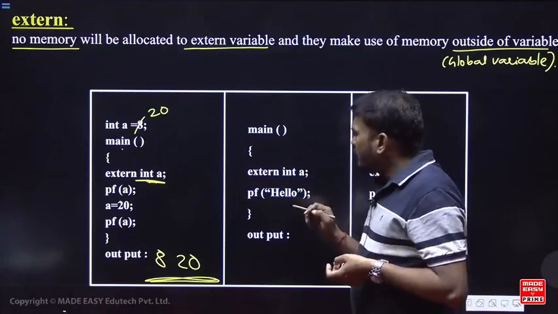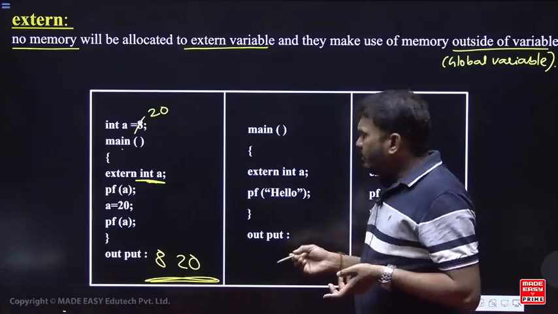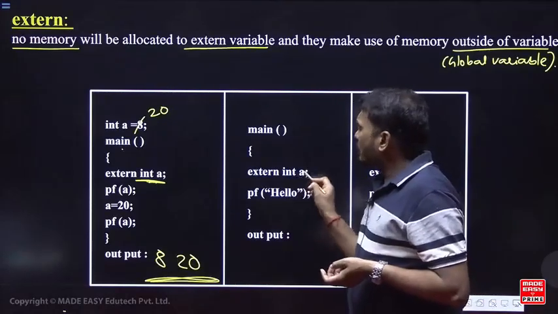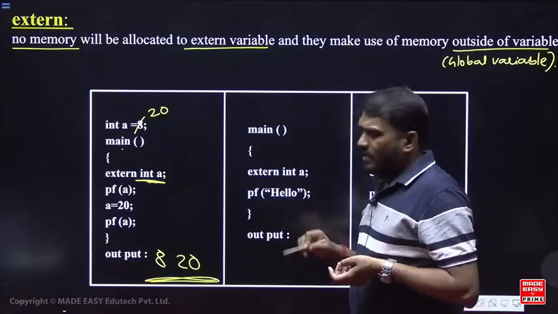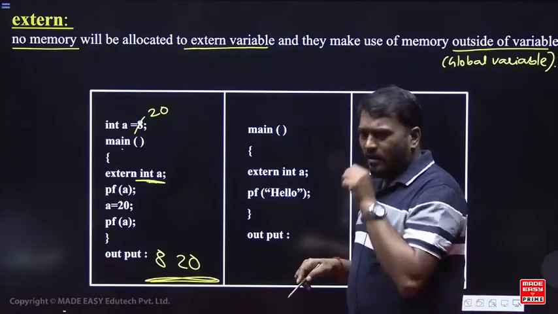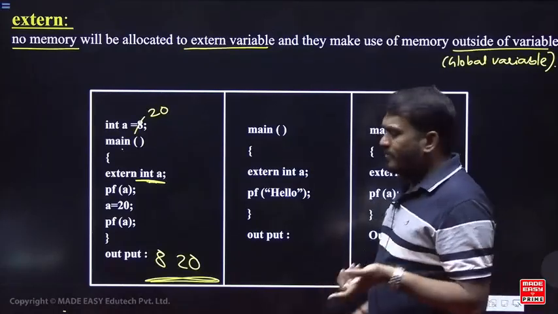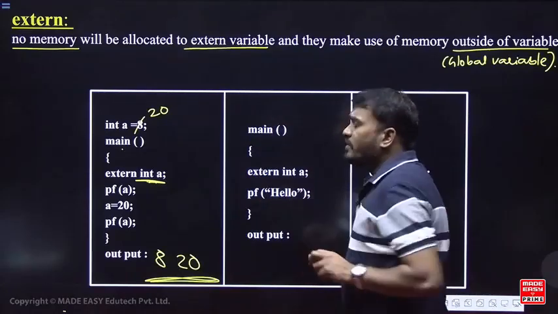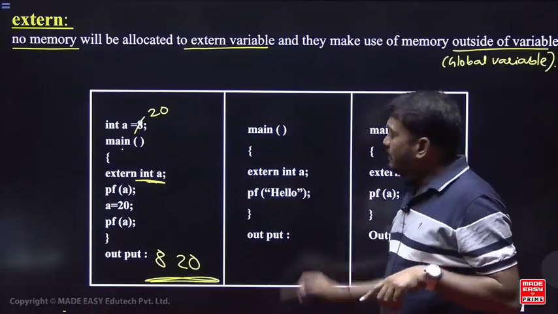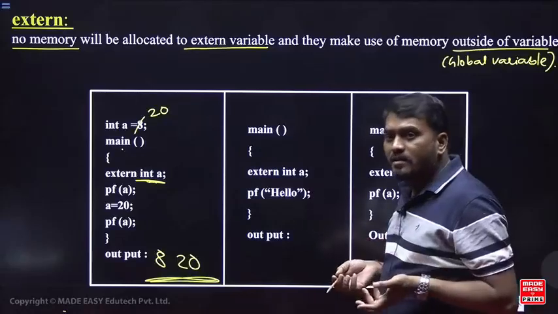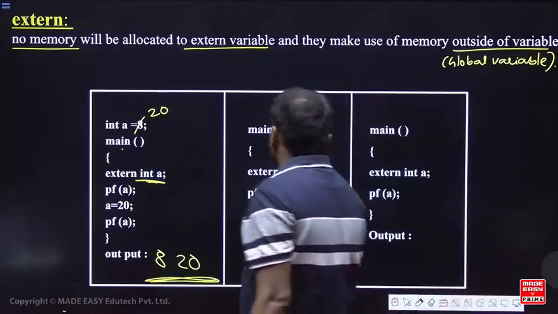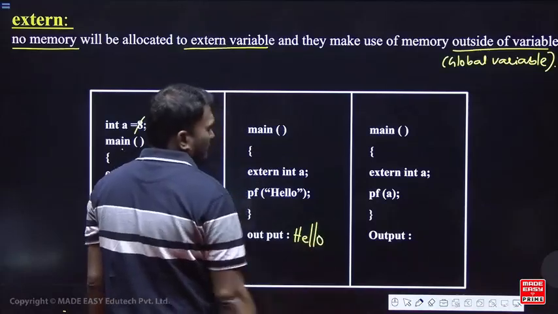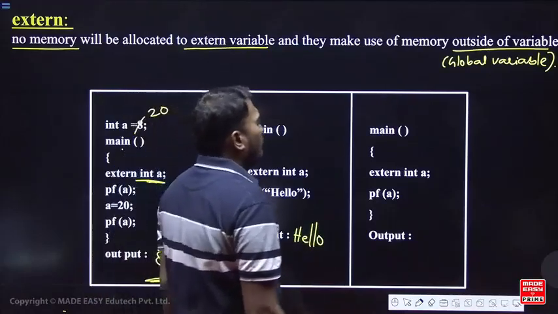In case you print variable a, will it give error? Yes, because इसके लिए memory allocate नहीं हुआ ना. Like ये क्या बोल रहा है? a is local to this main function, they make use of memory of the outside variable, and outside there is no variable a declared. So actually it should give you error, but it will not give error in this example because you are not printing the variable a. You are simply saying printf hello. So what is the output? Hello will be printed.